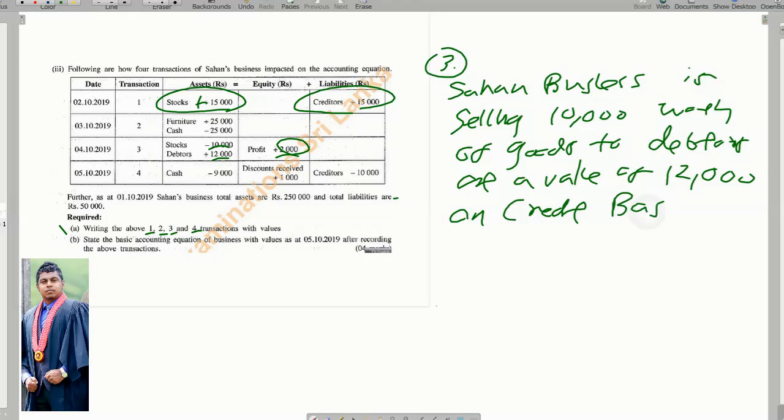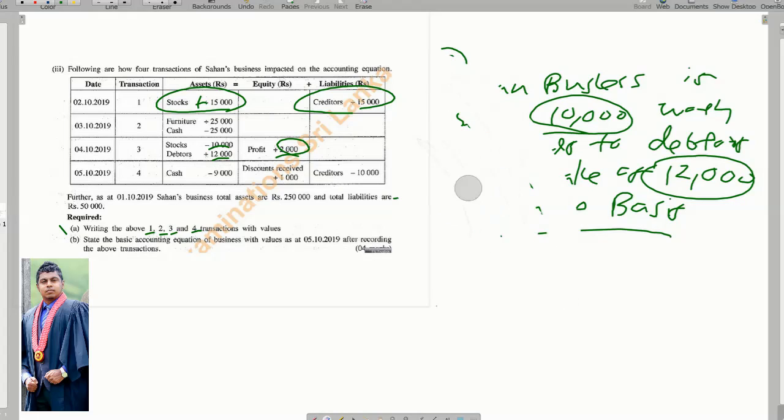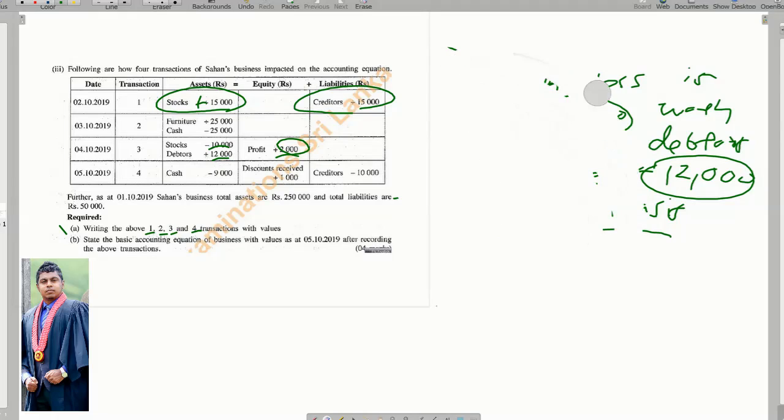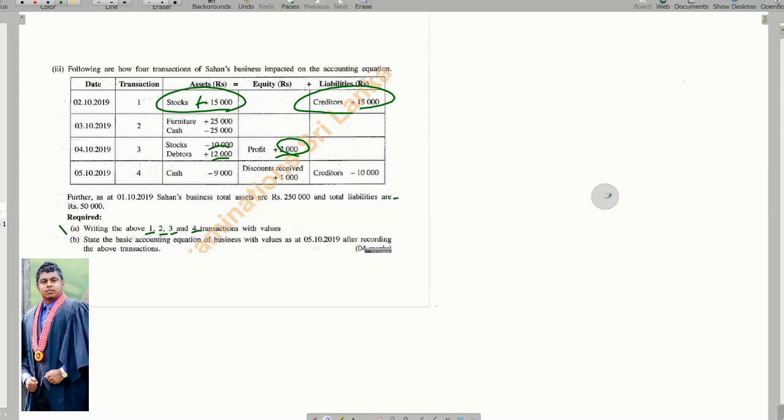So of course you are required to say that okay, the cost is how much? 10,000. Then selling price is 12,000, and you are required to write it's on credit basis, right? So that's how you can explain the transaction. All the important points you are required to include in your explanation. So it's very important to identify the relevant relationship, and at the same time when you are explaining the transaction, you are required to include those elements.